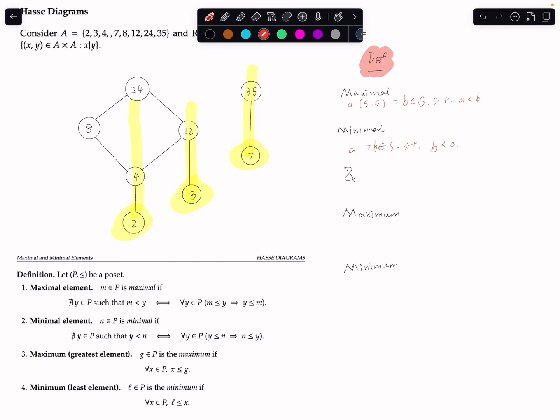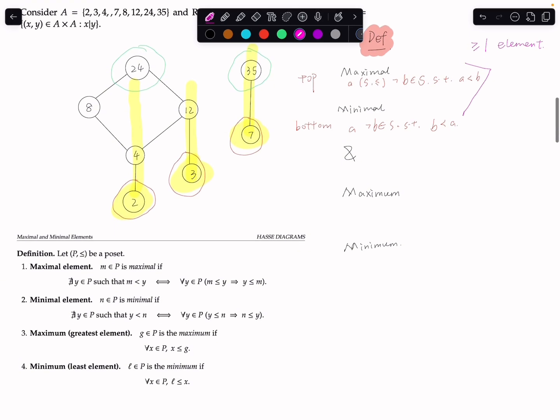So maximal and minimal elements are easy to spot using a Hasse diagram. They are the top and the bottom elements in the diagram. So for this question, the 2, 3, and 7 are all the minimal elements, while the 24 and 35 are both the maximal elements. So that is saying a poset can have more than one maximal element and more than one minimal element. That is saying two of them can be greater than or equal to one element.